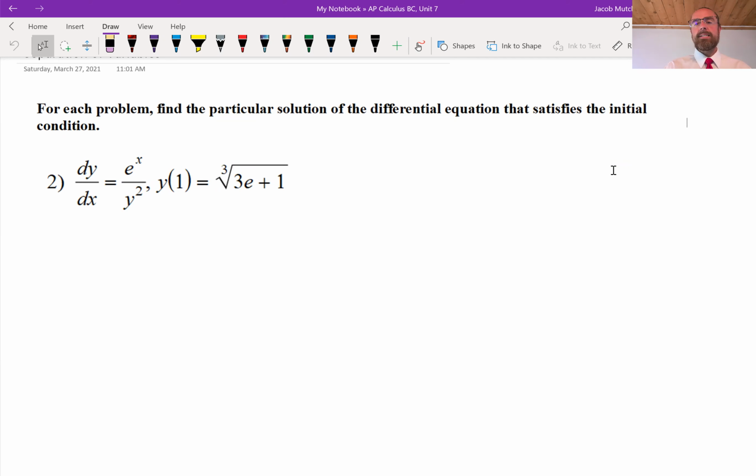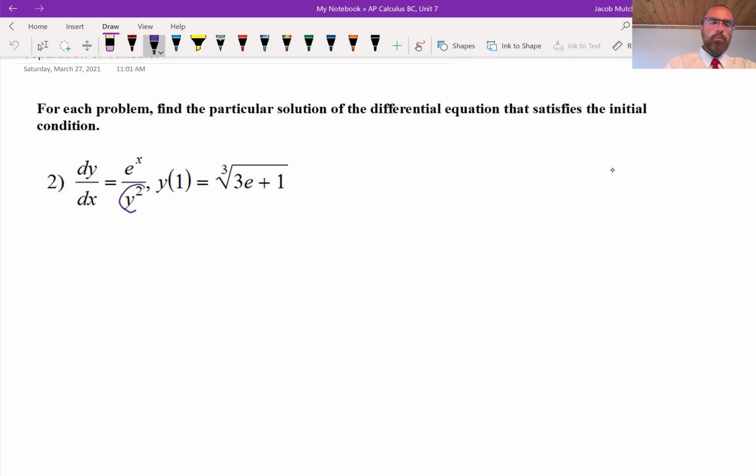We'll start out by separating the variables. Again, what that entails is moving everything that involves y to one side, we'll move it to the left, and also moving everything that involves x to the other side, to the right side. So our initial separation is going to look something like this.